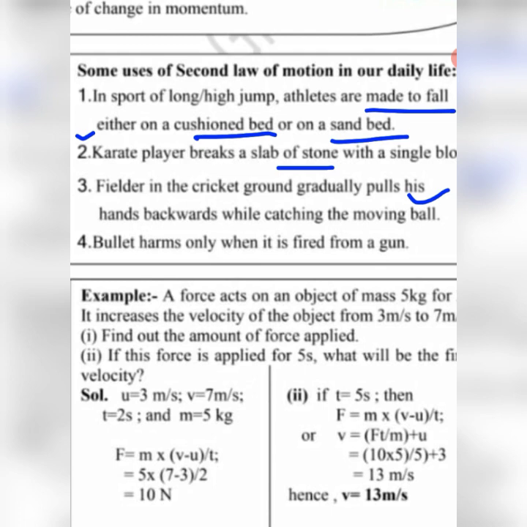Now let us see an example. A force acts on an object of mass 5 kg, which increases its velocity from 3 to 7 meters per second. Here 3 meters per second is the initial velocity u, and 7 is v. First, find out the amount of force applied, and in the second case, if this force is applied for 5 seconds, then we have to calculate the final velocity.